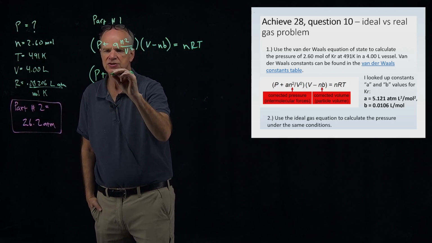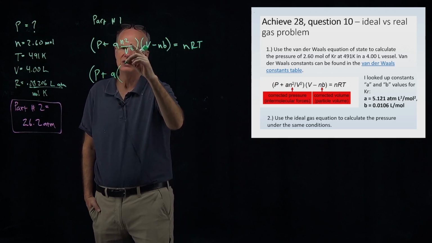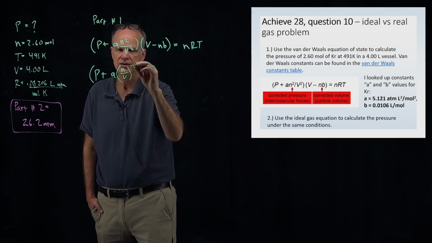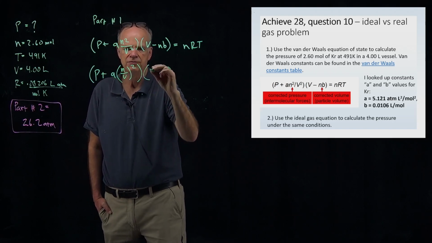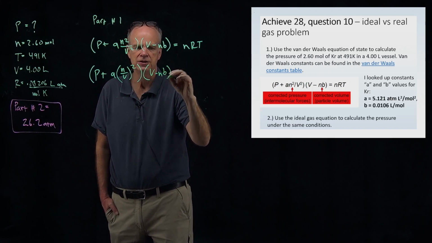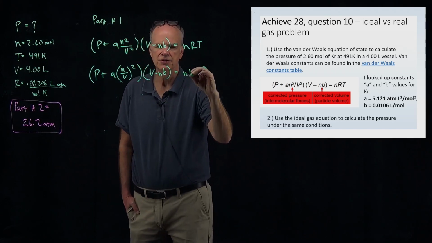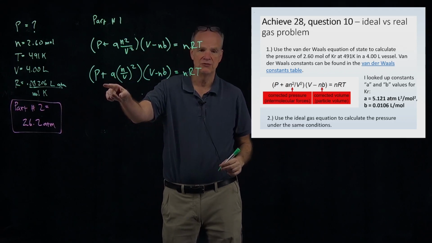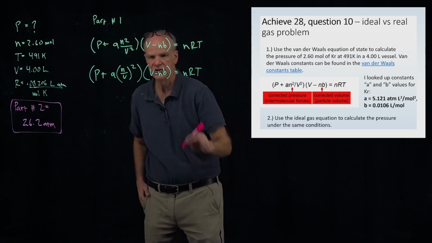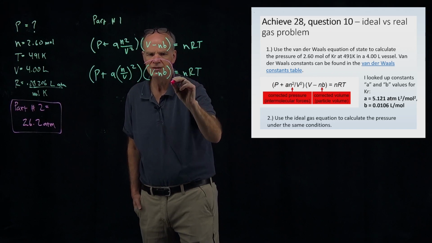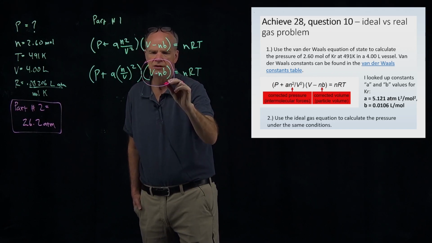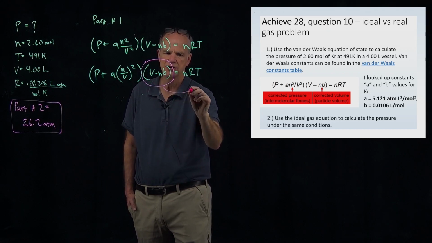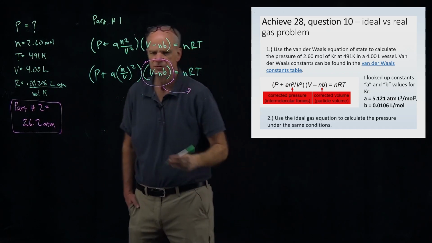So I'm going to rewrite the equation, and then instead of having n squared over v squared, I'm going to write (n over v) squared like that. And then (v minus nb) is equal to nRT. Okay, so again, we have to solve for p. So the first thing I'm going to do is, you see this v minus nb? That is an expression that can be moved to the denominator if you move it to the other side of the equation. So let me write that out.